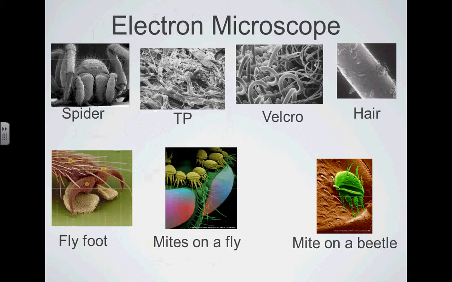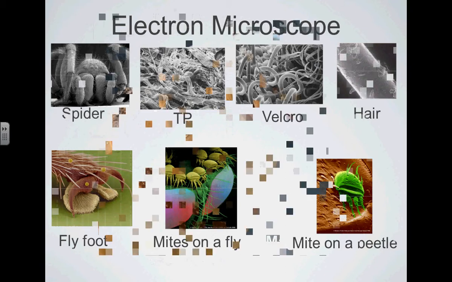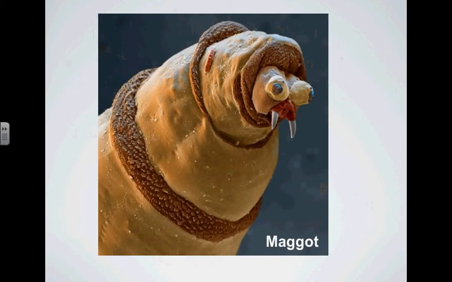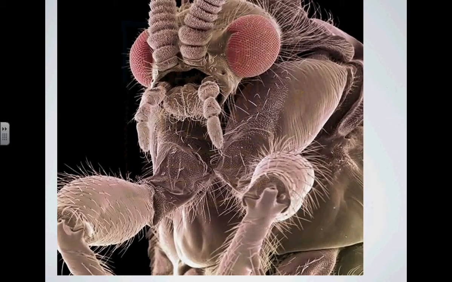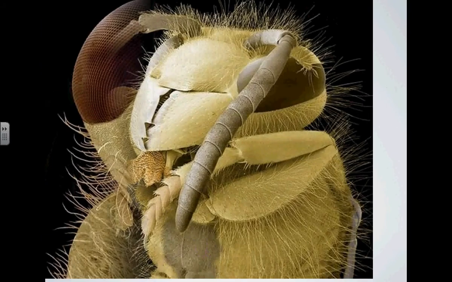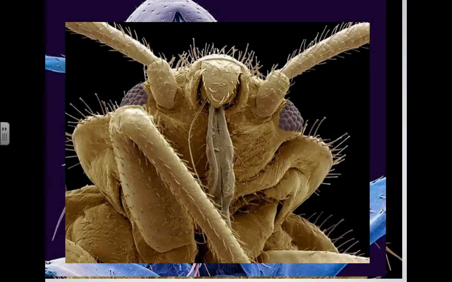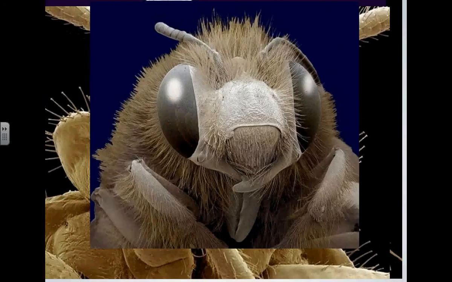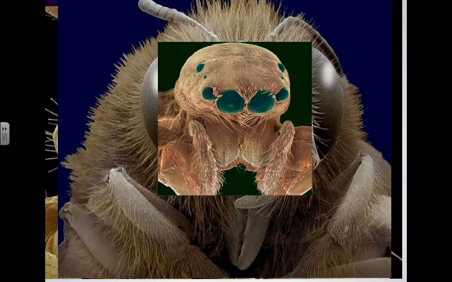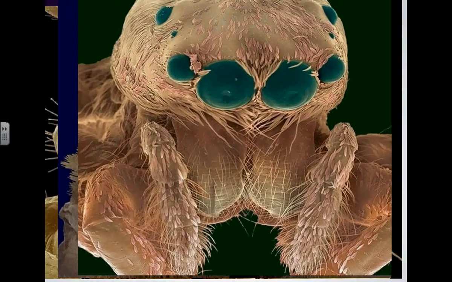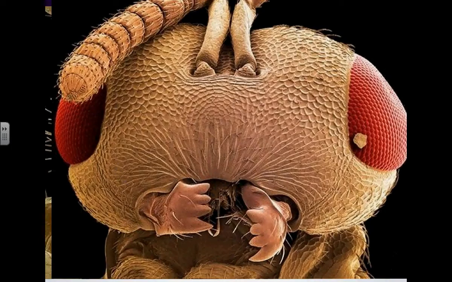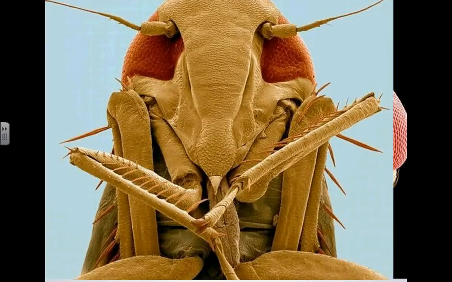Is that actual size? No, those are all large. Maggot. Some more insects. Yeah, those are its mouth parts. They also have two little hands. Alright.